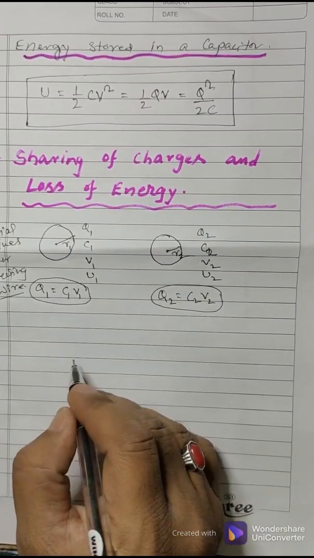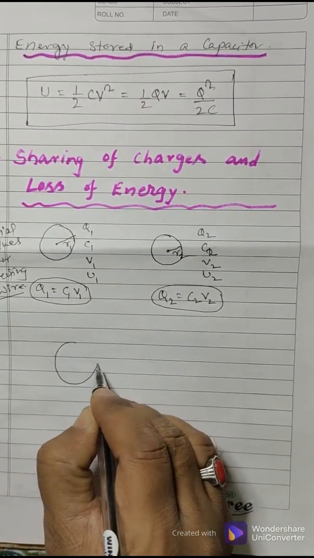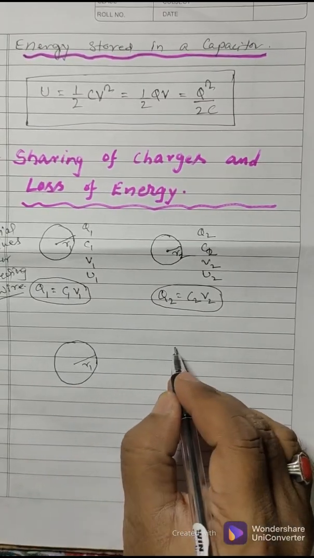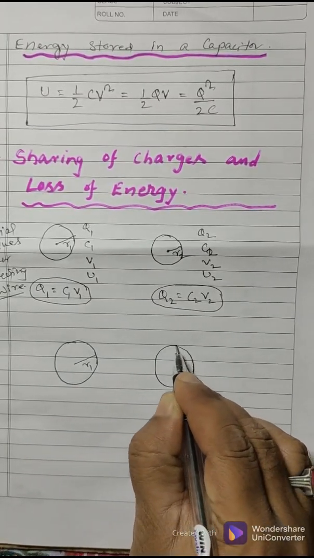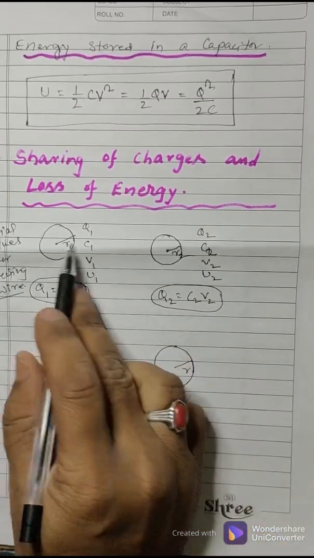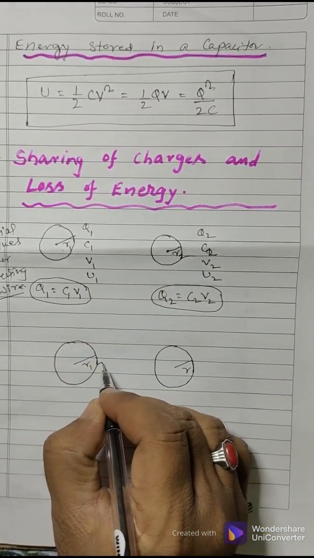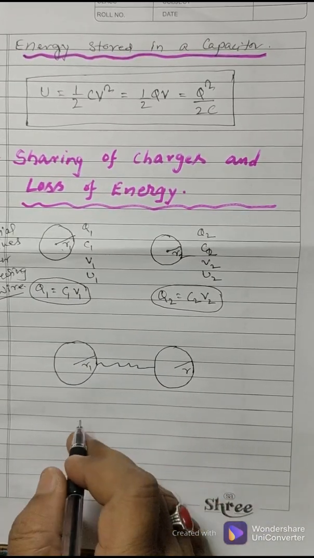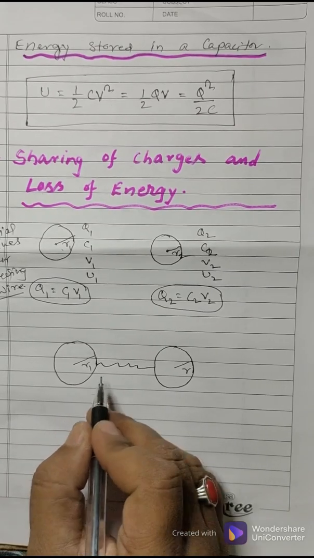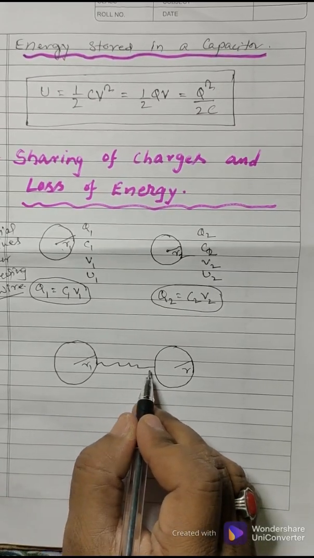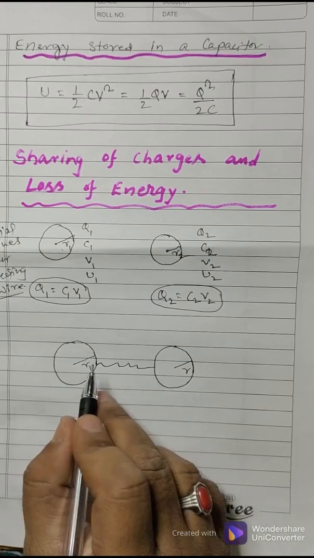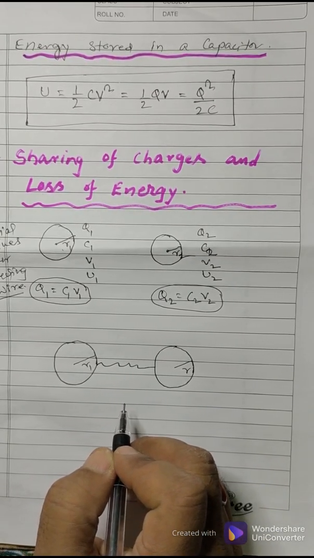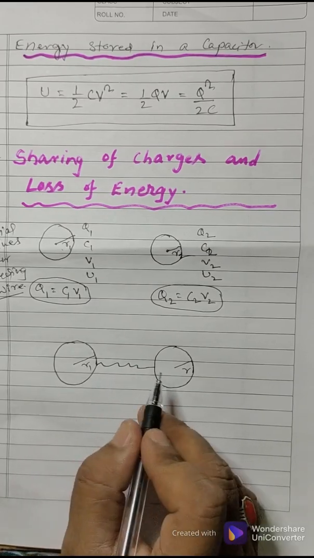Now suppose I take the same spheres: this one of radius R1 and one more sphere of radius R2. Now suppose a wire is joined to these. Then what happens? As we know, whenever a metallic wire is joined, the charge will flow from the higher potential body to the lower potential body. We know this very well. How long will it travel? Until they attain a common potential.